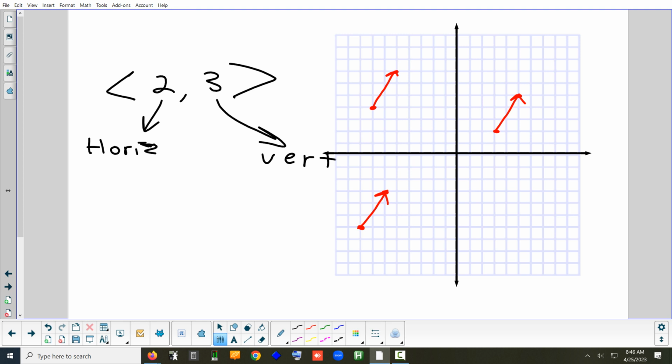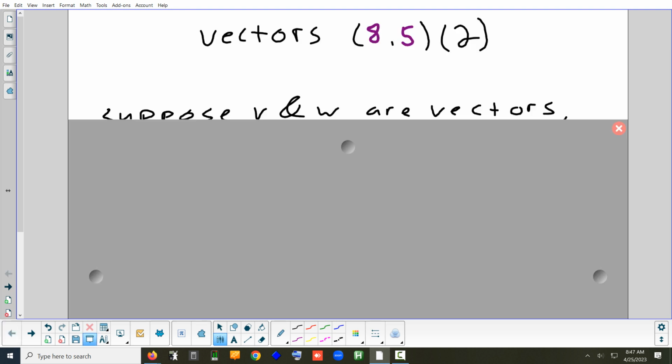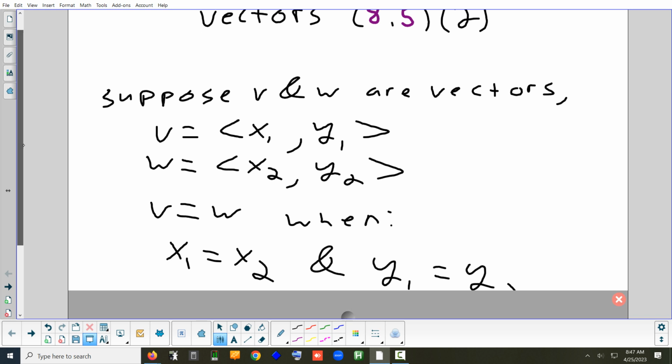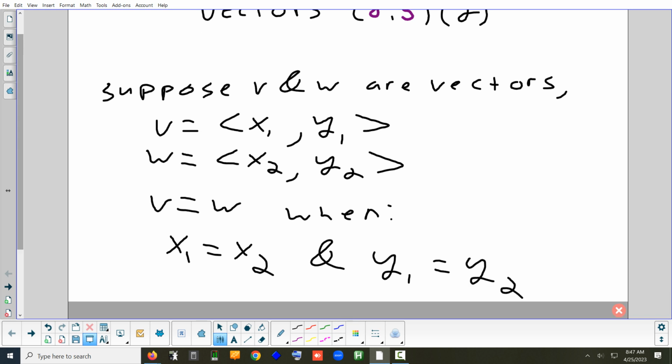Now, even though these vectors are all in different spots, this is called the initial point, that's called the terminal point. All of those vectors have different initial and terminal points because they're in different spots, but they are all the same vector. Okay, so that's the first thing I want to start out with. It doesn't matter where you draw it. If the horizontal components of a vector match and the vertical components match, then they are the same vector, even if you draw them in different spots.